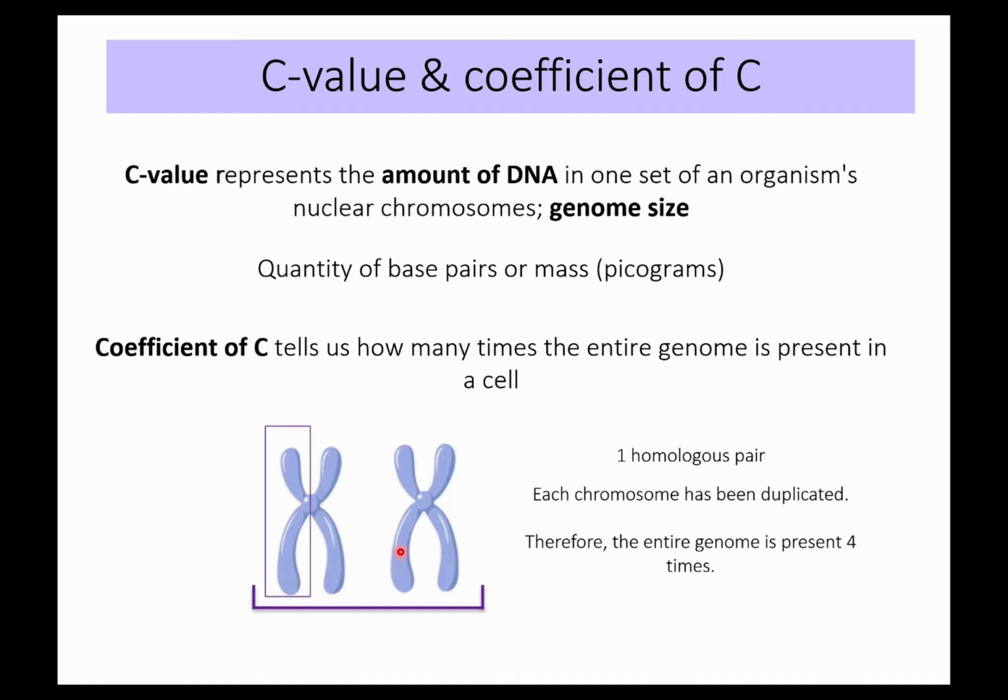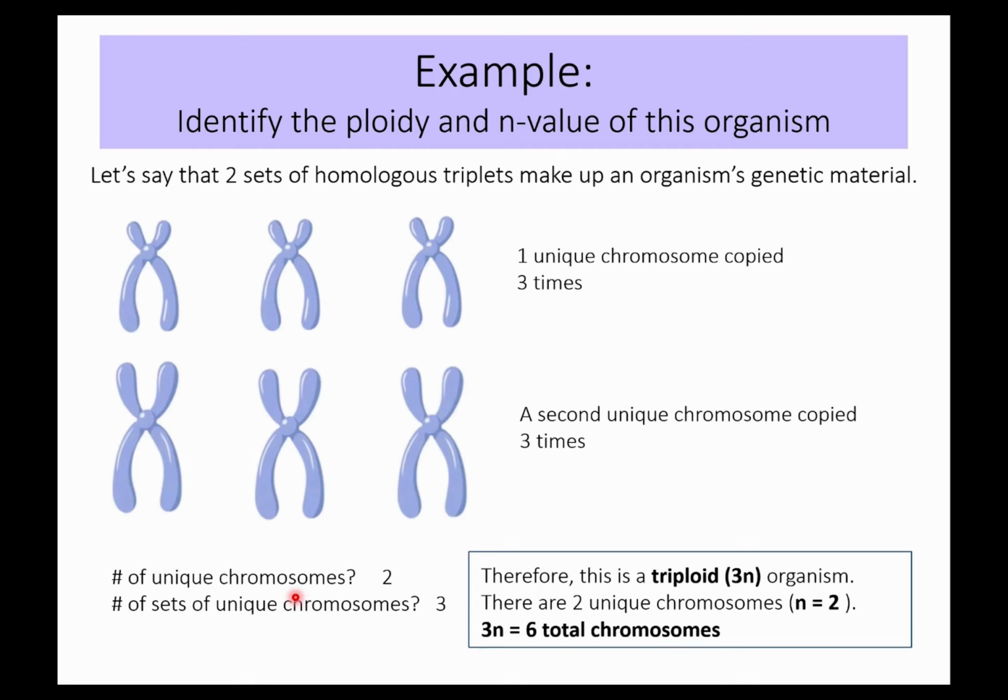You take this, and that's 4 copies, because this is the unique one. This is just duplicated, right, guys? This is a sister chromatid. But these are homologous, so they're still the same one. So they're not unique. So just count that one. That's 1.